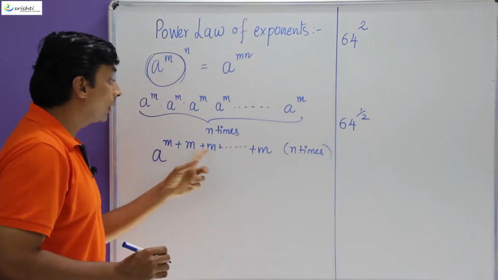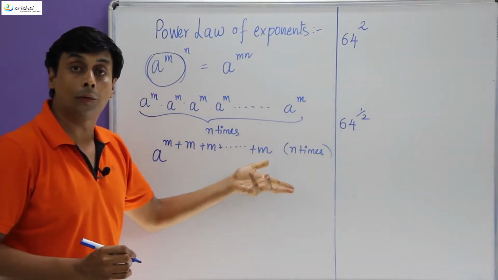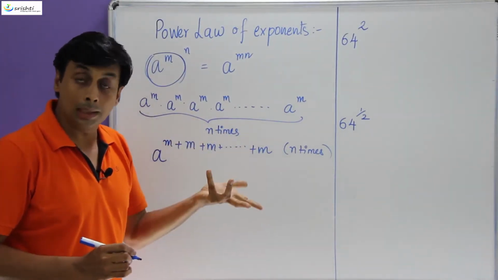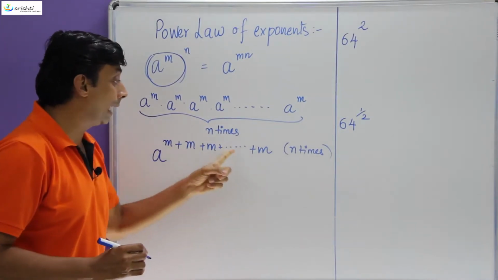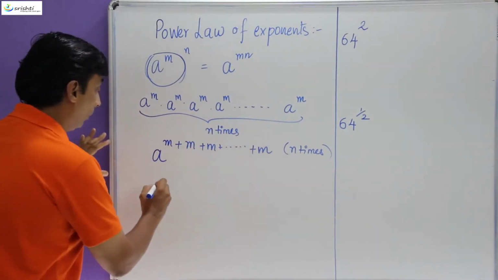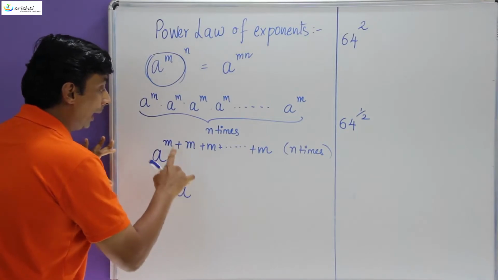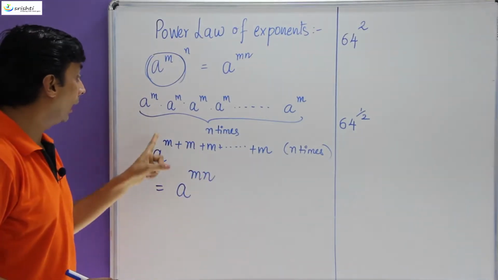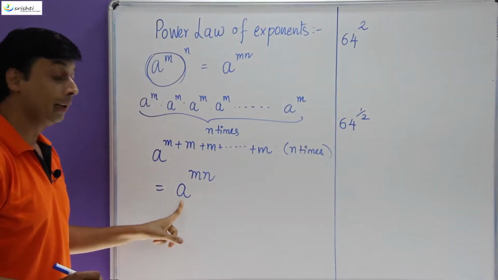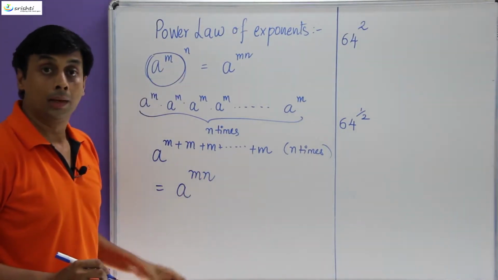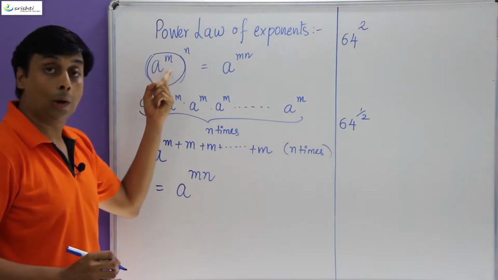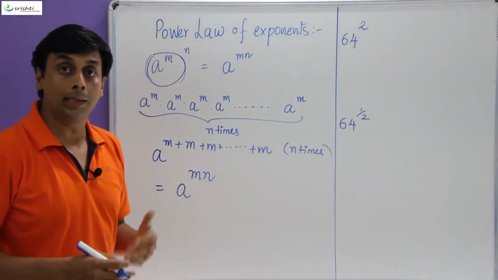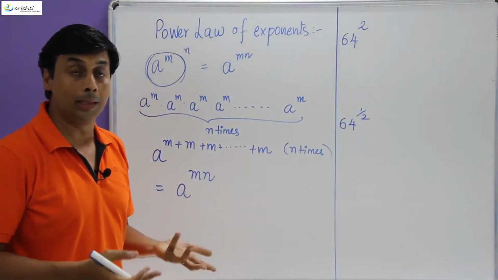Now what is addition of m with itself n number of times? Repeated addition is multiplication. So m added with m n number of times would basically mean a raised to m multiplied by n. Therefore, (a^m)^n is a^(mn). When you have a power of a power, you can simply multiply the two powers. That is what it basically means.